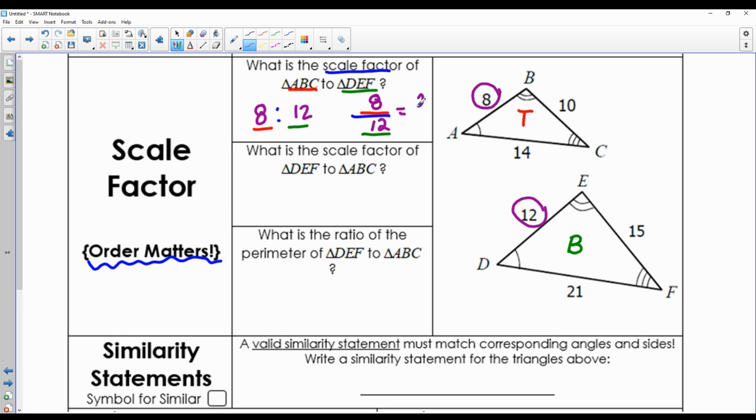So 8 divided by 4 is 2. 12 divided by 4 is 3. And there's my scale factor, 2 to 3, or 2/3. That's the scale factor. Okay.